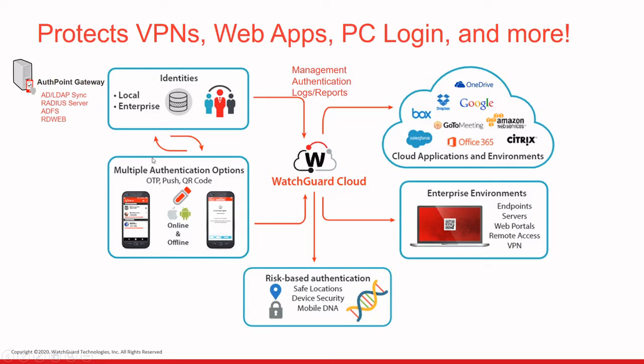The other component that we talked about earlier is the token. So we have the hardware token, and we have the software token, which is on the phone. We have multiple authentication options, which are one-time password using push or QR code, and we have it online and offline. So if you are offline, you can use a QR code to authenticate.